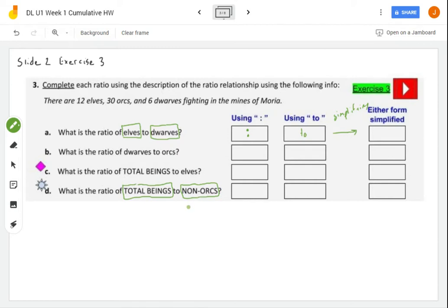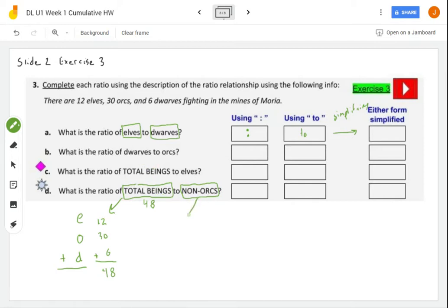Okay, so hopefully you paused the video and you had some time to think about what these are. And hopefully you came to the conclusion that for total beings, we need to combine everything, the elves, the orcs, and the dwarves. And we're going to add those all together. And that's going to be the total beings. So the elves is 12, the orcs is 30, and the dwarves is 6. We're going to add those three numbers. So this is 8 and 40. So the number of total beings is 48, and that's what you should have also used in part C.